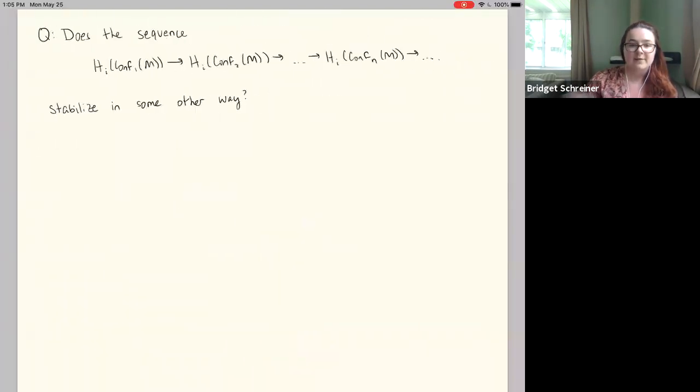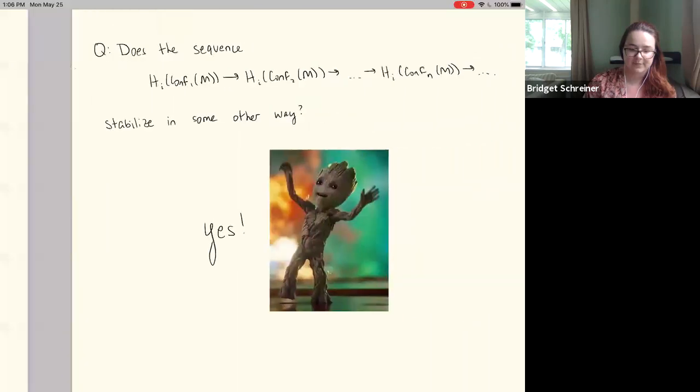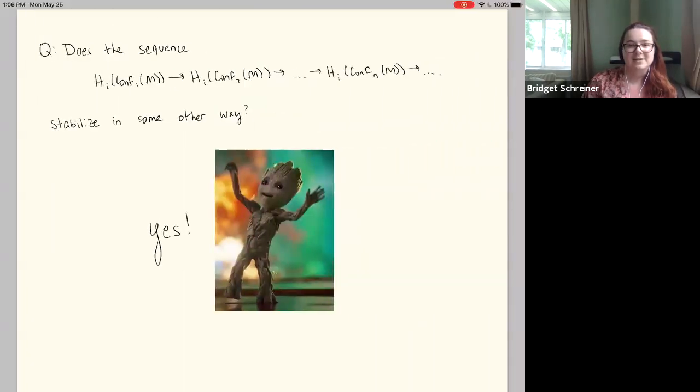So this fails homological stability, but if we look at the sequence of fixed degrees, so H_i of Conf_n, we can ask whether this stabilizes in some other way. And the answer for that turns out to be yes, which is why we think about representation stability.